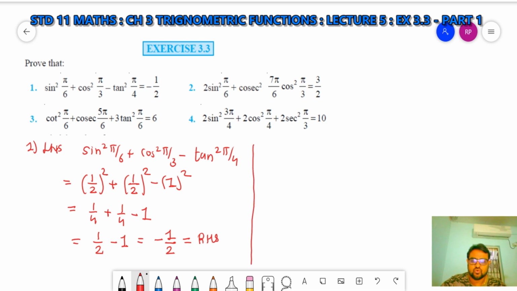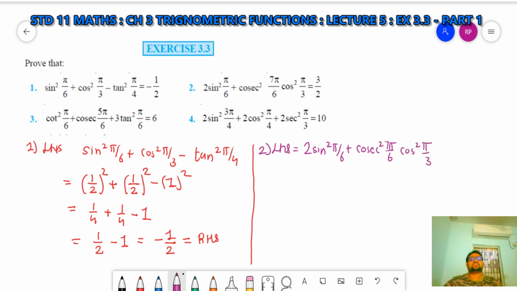Yeah, so this was about question number 1. Now let's see question number 2. LHS: 2 sine square pi by 6 plus cosec square 7 pi by 6 into cos square pi by 3. Now see, sine square pi by 6, you know the value of sine pi by 6 is 1 by 2. You know the value of cos pi by 3, that is also 1 by 2. Now cosec square 7 pi by 6, okay, that I will solve separately. See, we have studied about it yesterday, pi shift and pi by 2 shift.